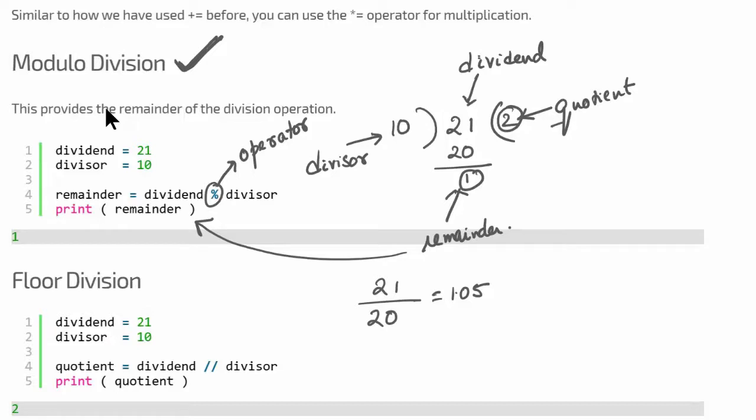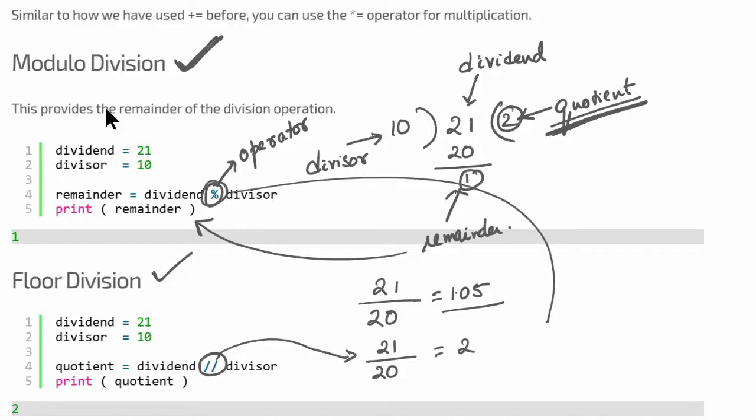However, if you want the quotient, the answer of your division, you use something called a floor division. With a floor division, the operator is double forward slash. A single division will give you 1.05, but if you do this using the double forward slash, the floor division, you'll get 2. And of course, if you use this operator, you'll get 1. 1 is the remainder. So two different types of operations. One is modulo division, that gives you the remainder, and next is the floor division, which gives you the quotient.